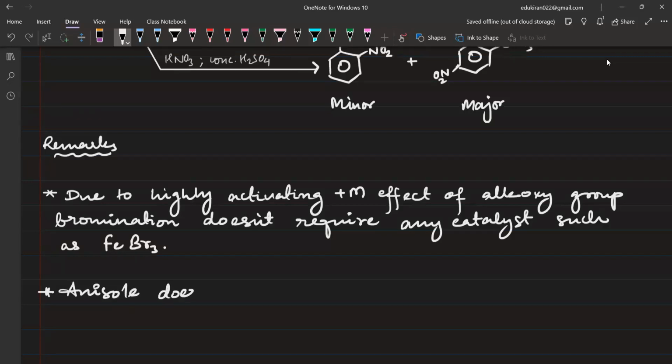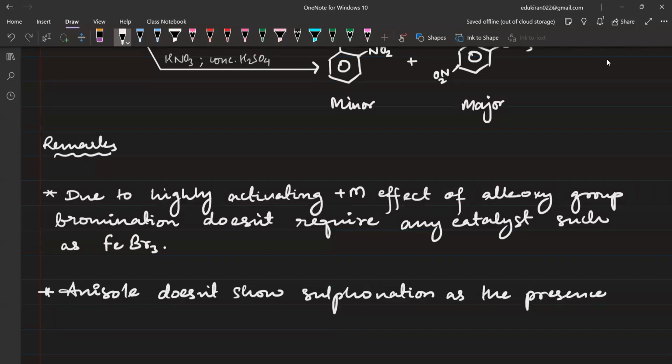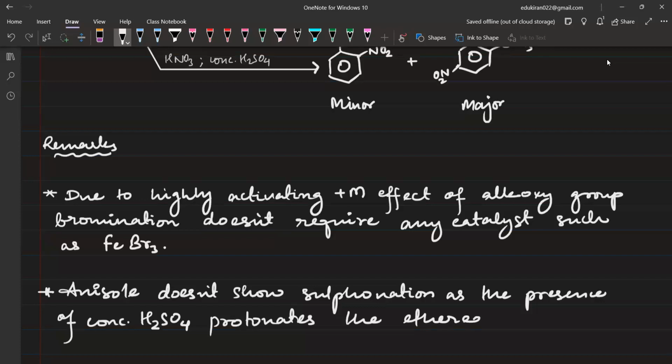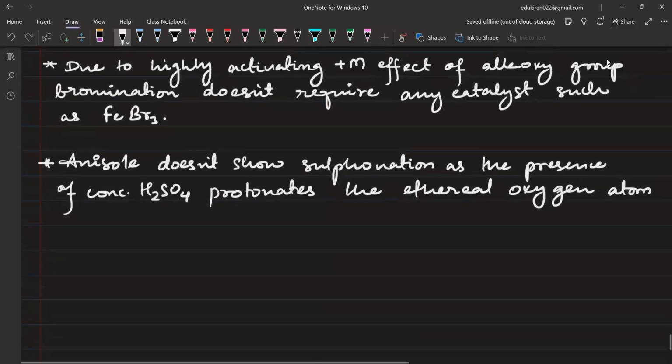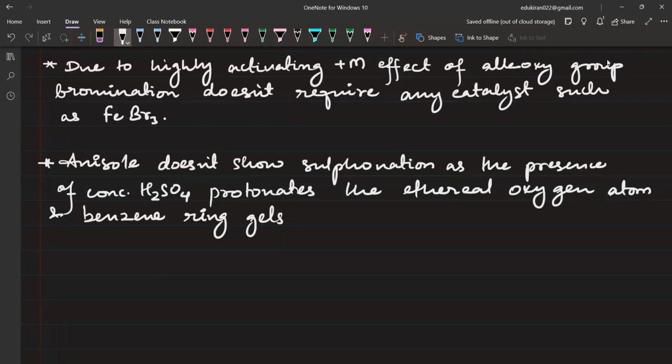anisole doesn't show sulfonation as the presence of concentrated H2SO4 protonates the ethereal oxygen atom, and the benzene ring gets deactivated.